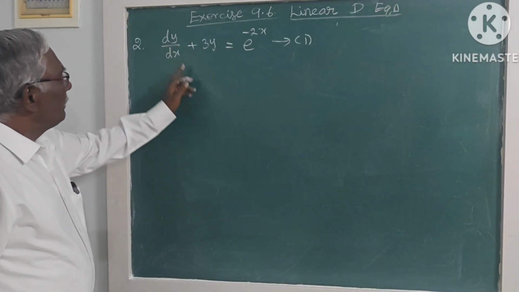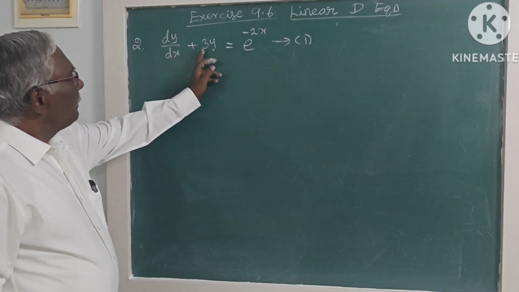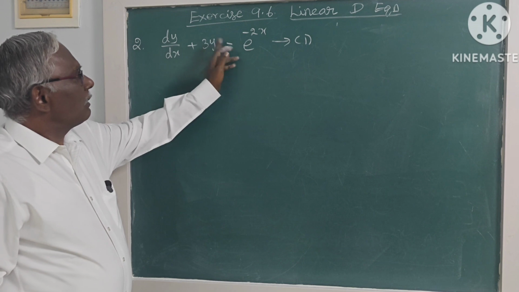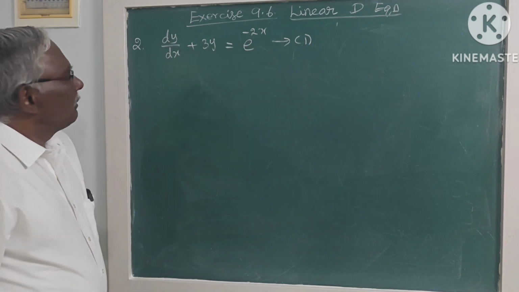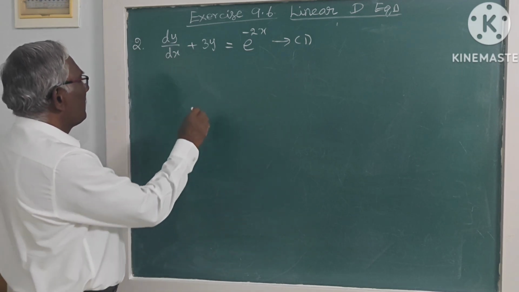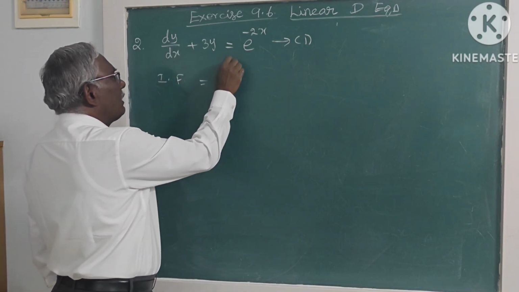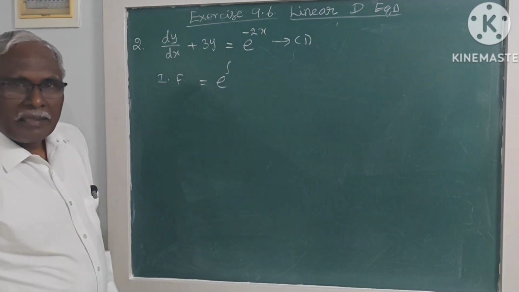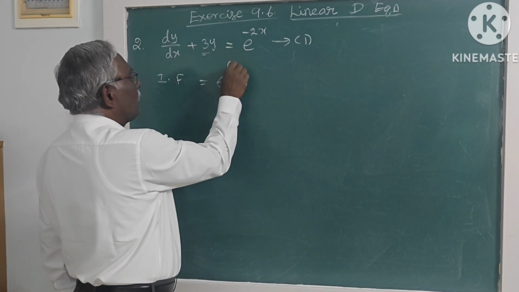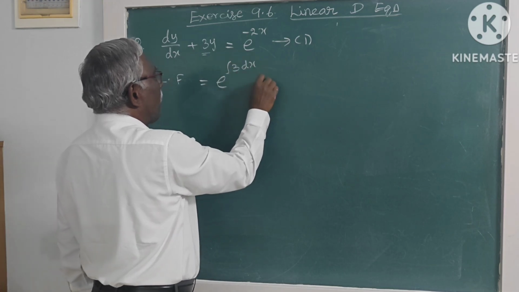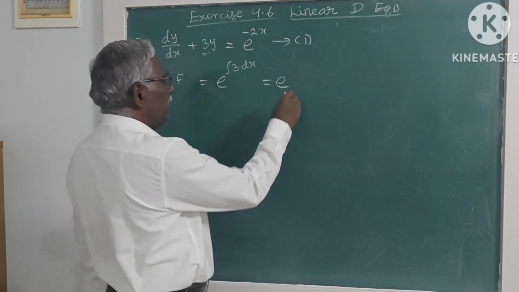This is in the form of dy by dx plus py is equal to q, where p is constant 3 and q is e power minus 2x, a function of x. We have to find the integrating factor. Integrating factor is e power integral p dx. P is 3, so 3 dx. So integral 3 dx is 3x only.